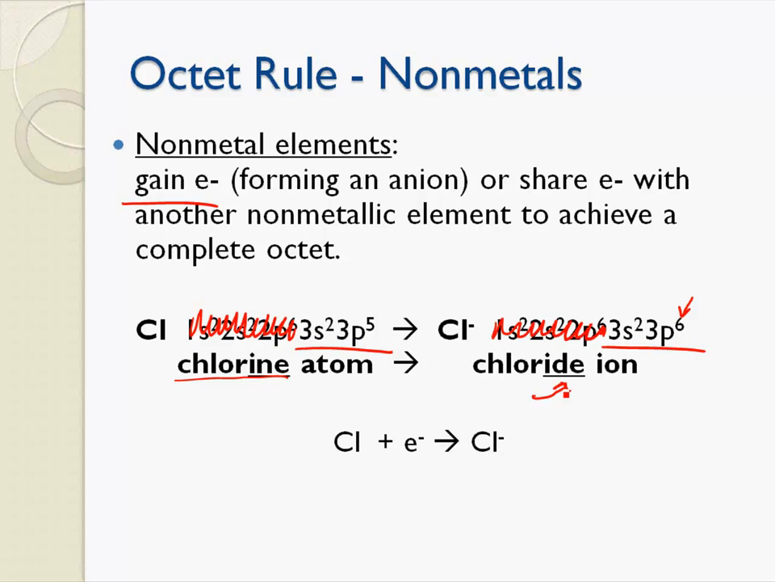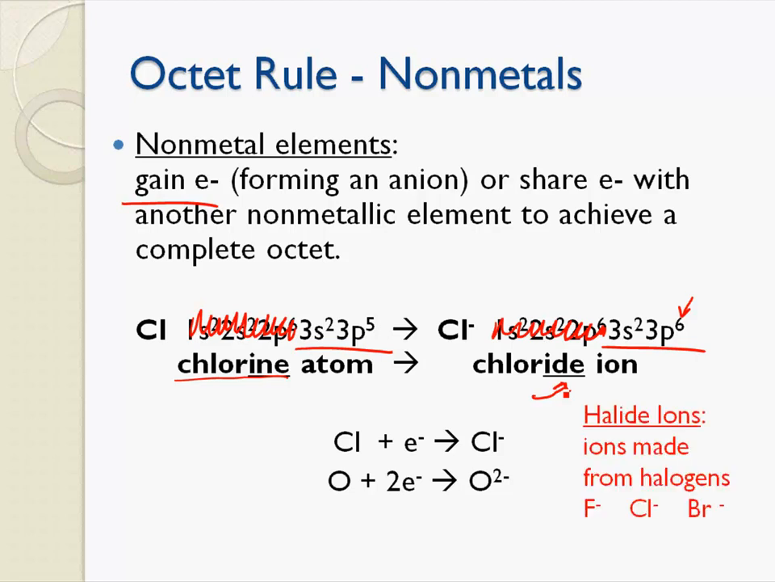Okay? Here's how we would show it as a half reaction. We're adding an electron to chlorine to make chloride. For oxygen, oxygen's got space for two more electrons, right? So now we'd add two electrons to oxygen to make oxide. All right, take the ending off, put IDE on, okay? And then you may hear me use the word halide, okay? When I say halide, I just mean anything that's in that halogen group. Once we make the ions of that halogen group, we call it halides, okay?